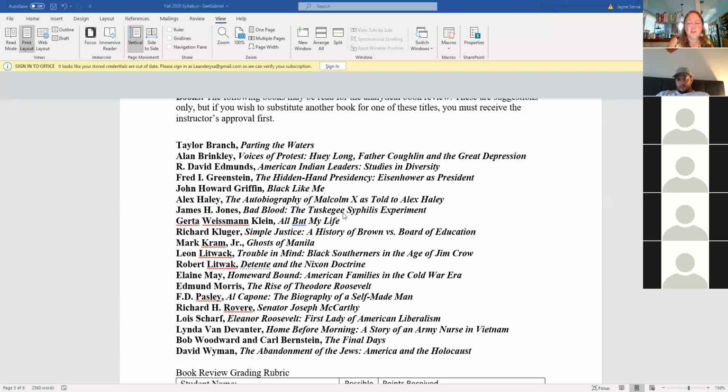Bad Blood, it's depressing. It's about a medical experiment where they use the Tuskegee Institute to test methods of treating syphilis on poor Black men in Alabama. It's not pretty. Gerda Weissman Klein's book, All But My Life, because people just wanted to read about the Holocaust over the summer.